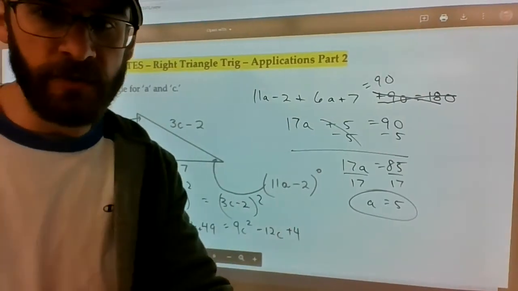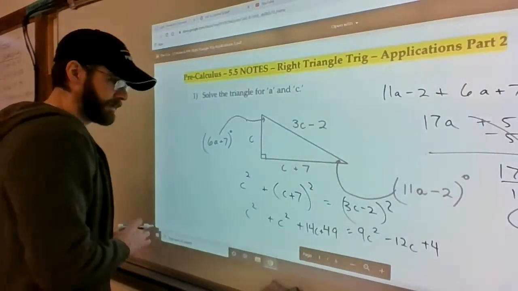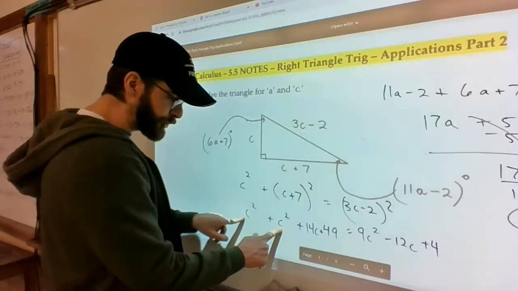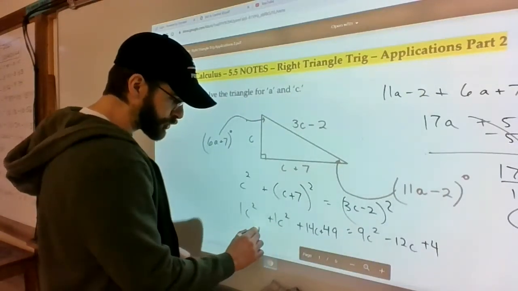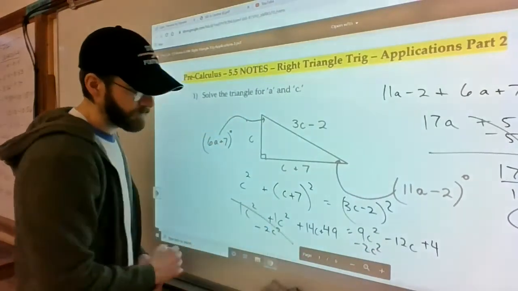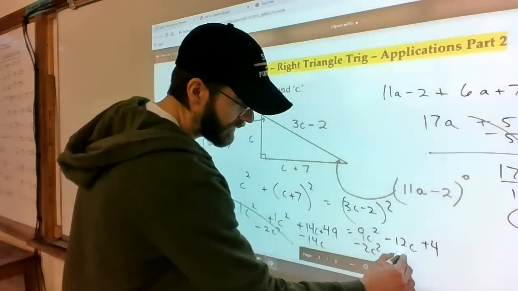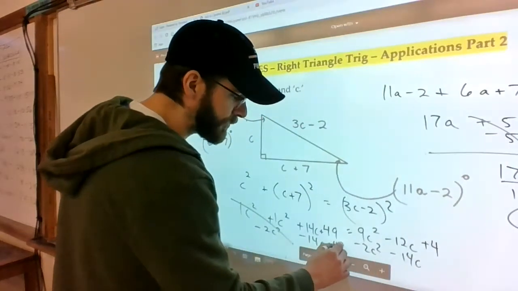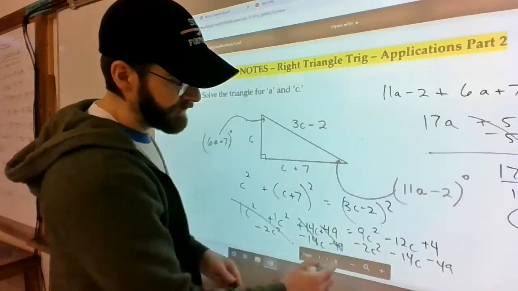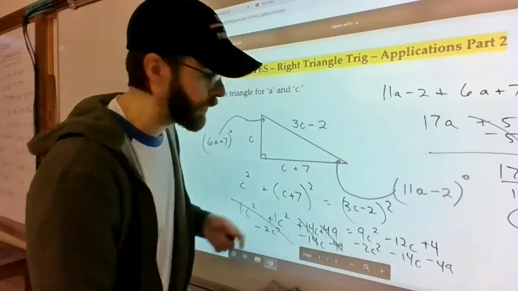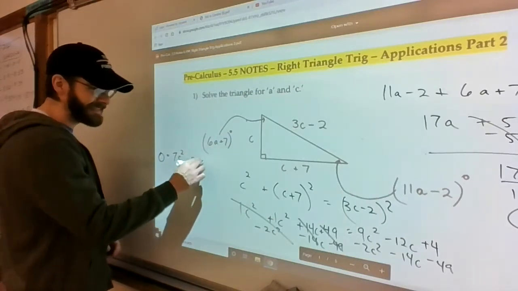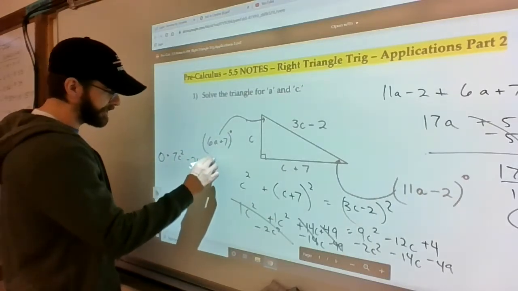So what I'm going to do is move everything over to the right. So this comes out to be 2c squared, so I'm going to subtract 2c squared right away. And then opposite operations here. I normally move things to the left-hand side of the equation, but this case is a little bit different because I want to keep a positive in front of the c squared. So 0 equals 7c squared minus 26c minus 45.